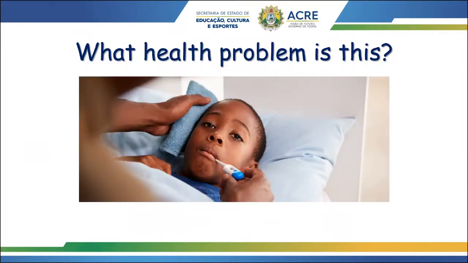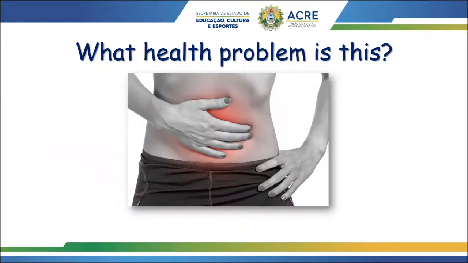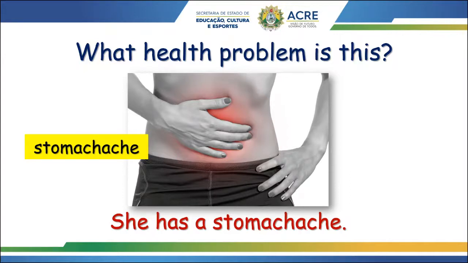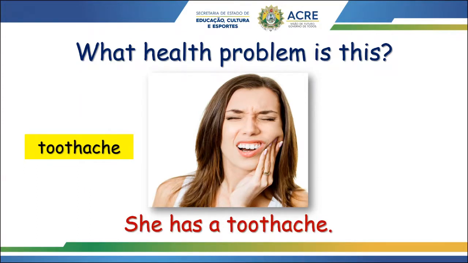And what health problem is this? It's a fever, all right? So the boy has a fever. And what health problem is this? It's a stomachache. Yes. Repeat, guys, after me. Stomachache. She has a stomachache. And what about that problem? What health problem is this? It's a toothache. Yes, repeat, guys. Toothache. So she has a toothache.